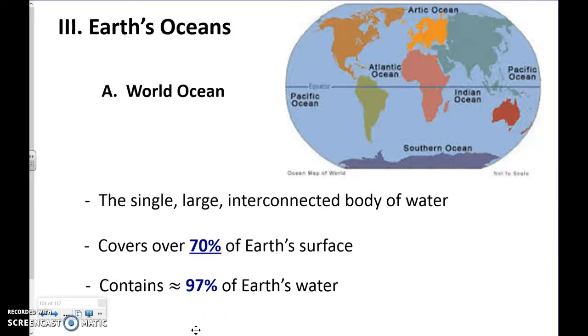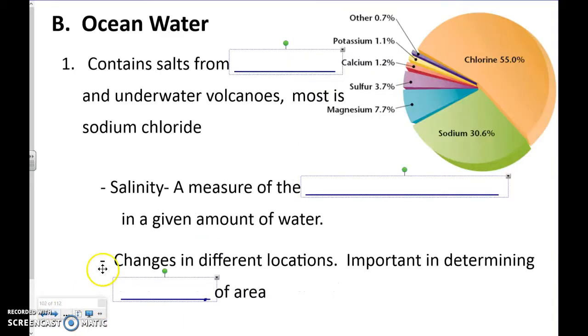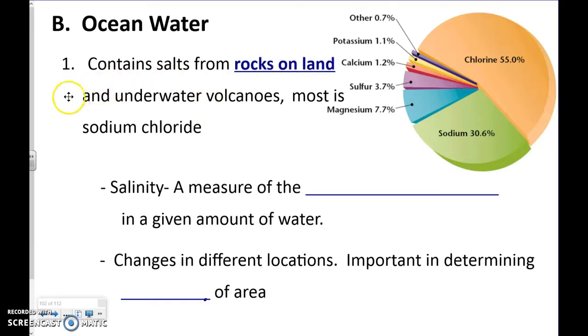So what makes ocean water different from fresh water? Well, it's the amount of salt that's in it. Ocean water contains a lot of salt. Most of this salt comes from rocks on land, and the salt is carried by liquid water down into the ocean. Then the water evaporates and leaves that salt behind. And so that's why the water in the ocean is a lot saltier than other areas.